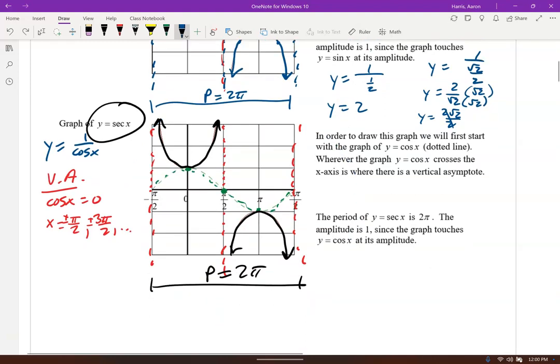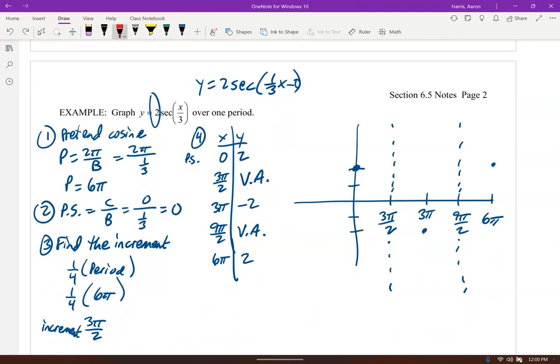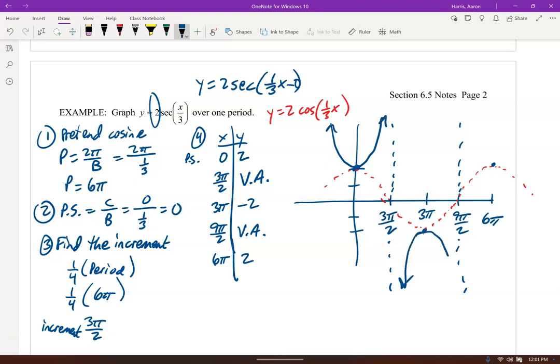And if you're not sure, you can also graph, if this was cosine, you could graph 2 cosine of x over 3, and what you'd see is it touching it like that, and that kind of helps you draw the secant shape on that.